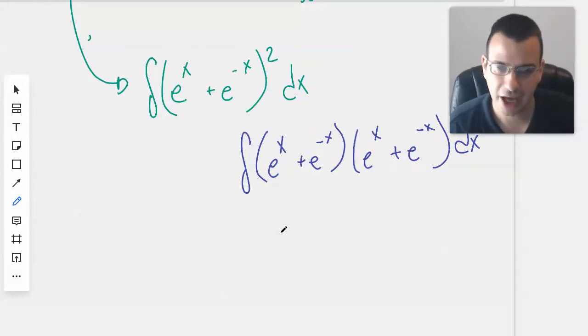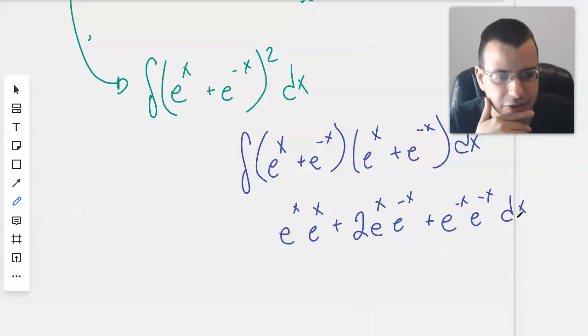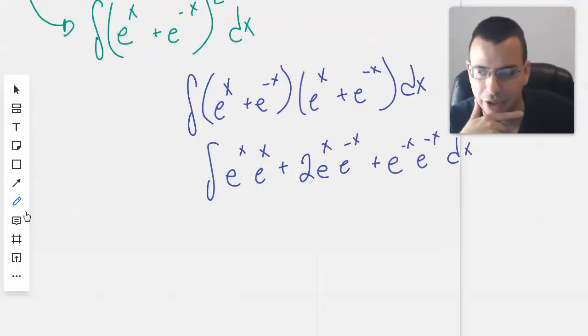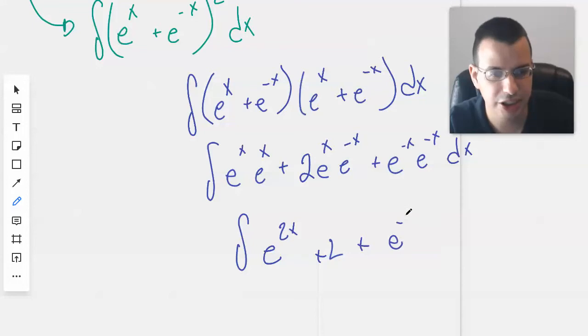And then expanding this out, we have e to the x e to the x plus 2 e to the x e to the negative x plus e to the negative x e to the negative x dx. Okay? So then we can simplify this further: the integral of e to the 2x plus 2 plus e to the negative 2x dx.